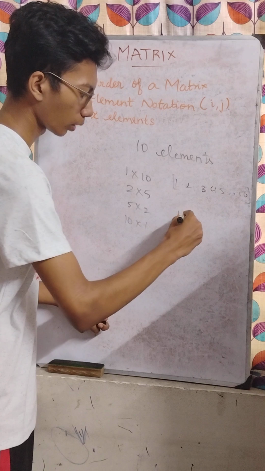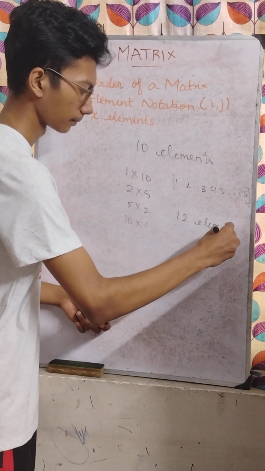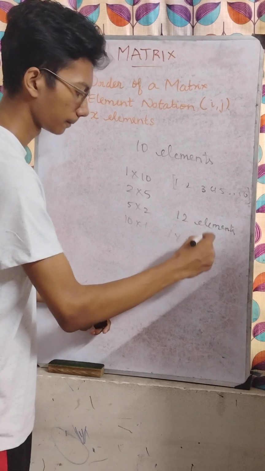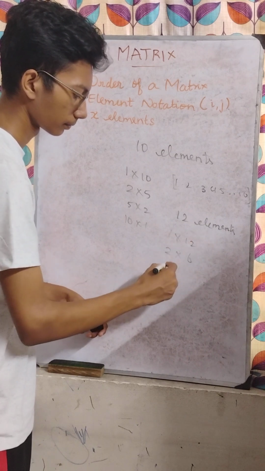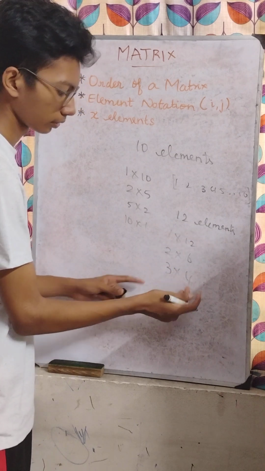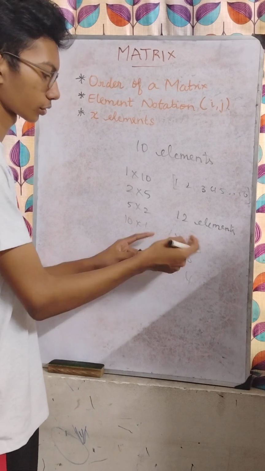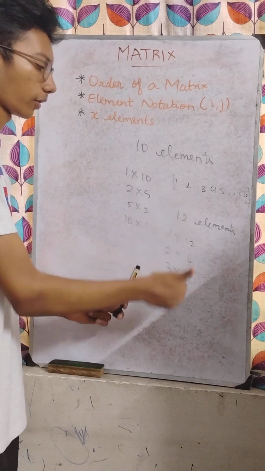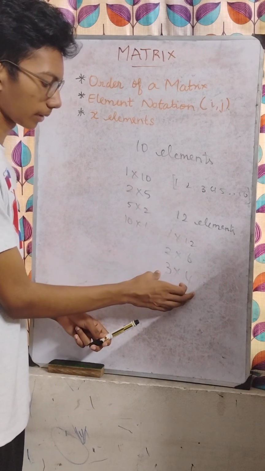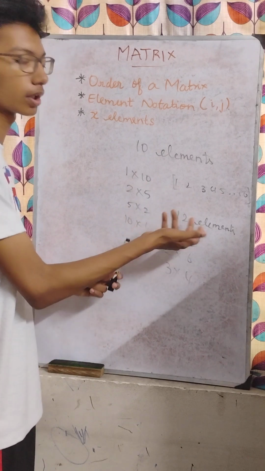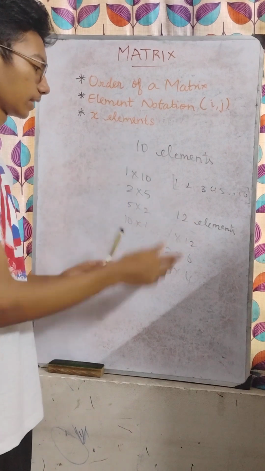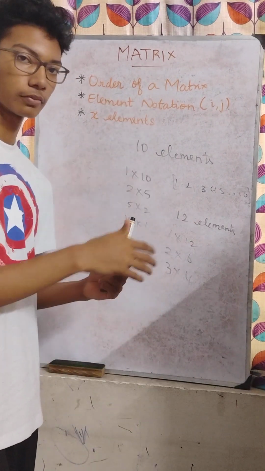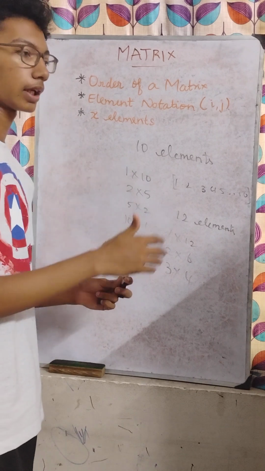Now if we have 12 elements, then the order of a matrix can be 1 cross 12, 2 cross 6, 3 cross 4, 4 cross 3, 6 cross 2 and 12 cross 1. So we can have 6 possible orders of a matrix. If you multiply these two numbers, we will get 12 elements. That's what this x elements denotes. All this will be helpful when you are dealing with arithmetic, which will be discussed in a later video.